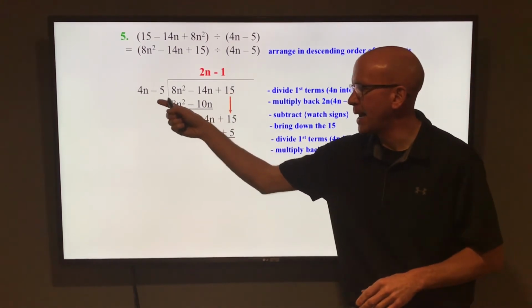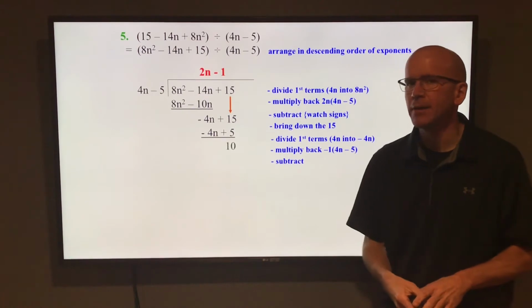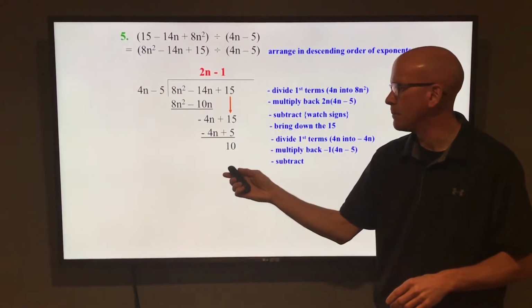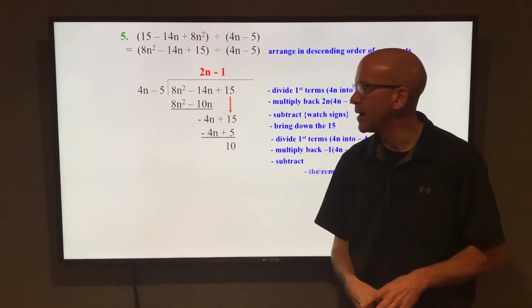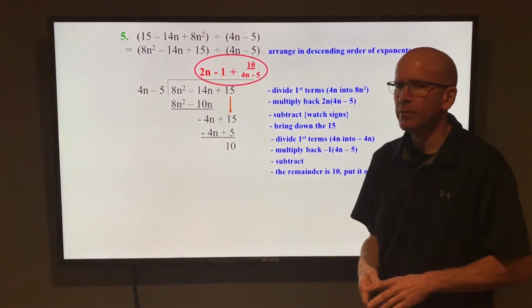After you multiply back, then you're subtracting again. So you're subtracting 15 minus 5, and that is 10. That is the remainder because there's nothing else to bring down. So you're going to take that remainder of 10 and put that over 4n minus 5. So when you divide, you get 2n minus 1 plus 10 over 4n minus 5.